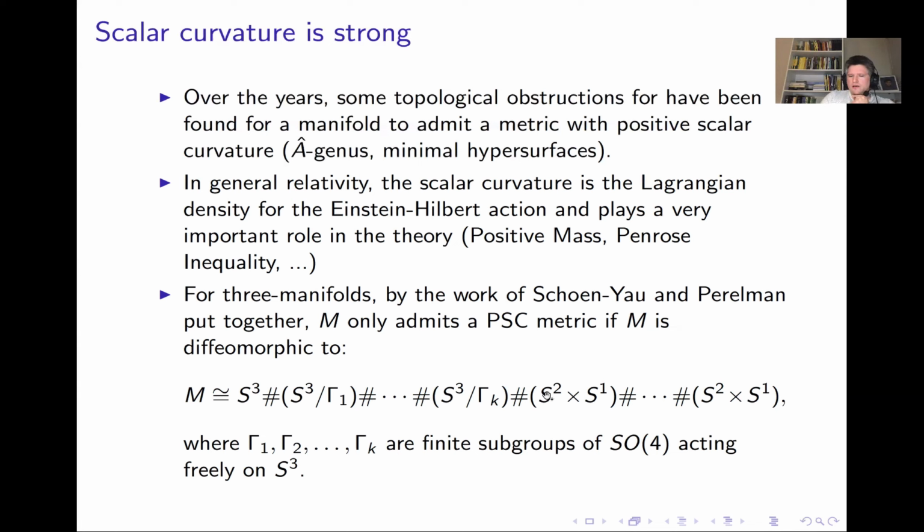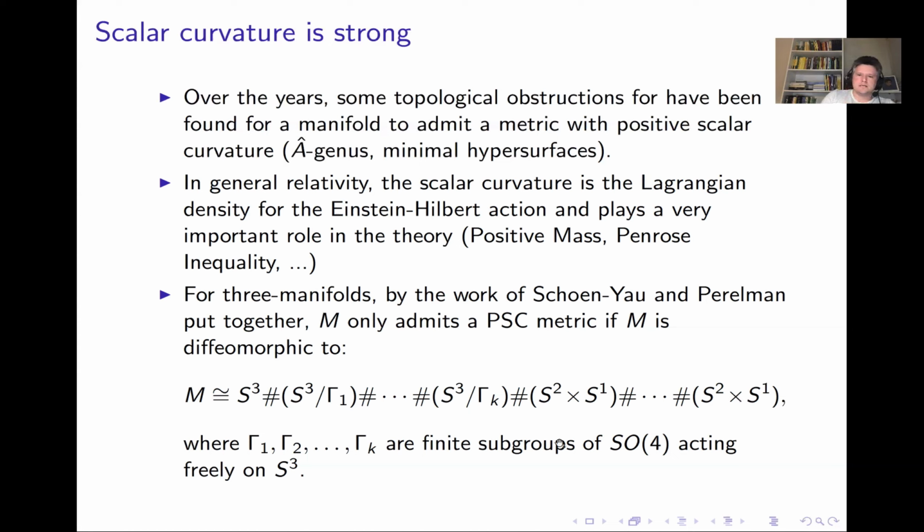And you can also have S2 cross S1s. So you can have that. And basically that's all you can have. It's just like this, a list. Okay, so that would be the topological classification. This is our uniformization theorem for metrics of positive scalar curvature.